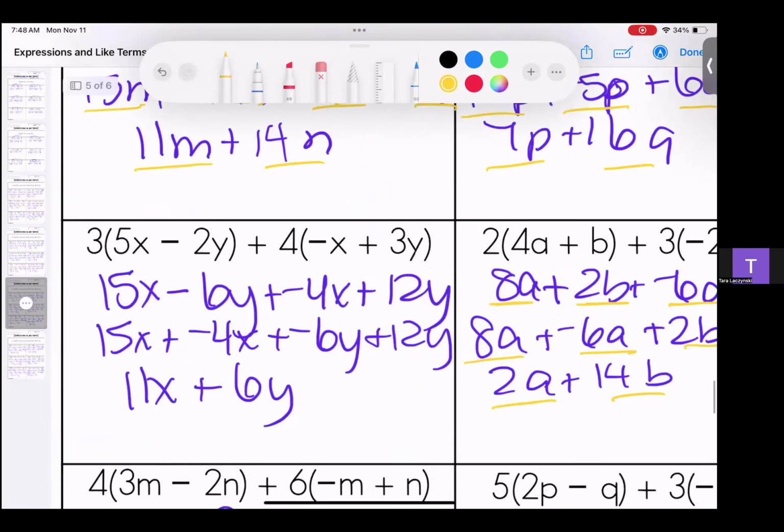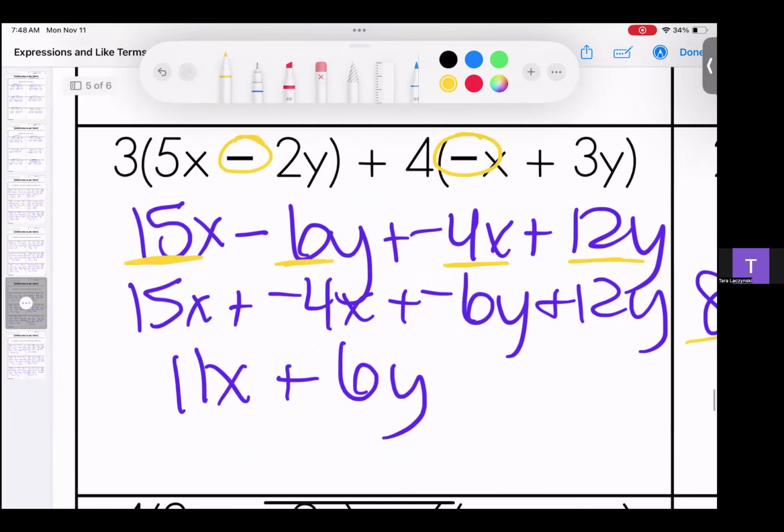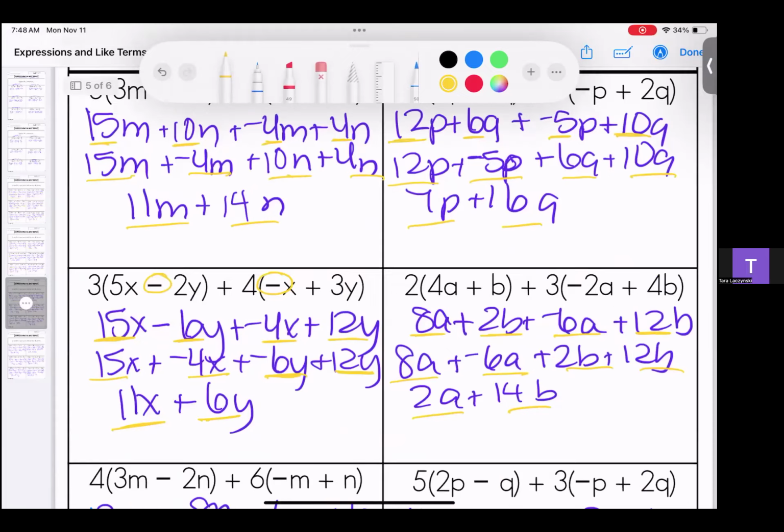Whoop, we didn't do this one. 3 times 5 is 15. 3 times 2 is 6. 4 times 1 is 4. 4 times 3 is 12. 2 negatives. Again, similar to one of the past questions, you can keep, change, change. You're going to see I brought it down as a negative. 15x, 4x, subtract for 11. 6 minus 12 is 6, and it's positive.